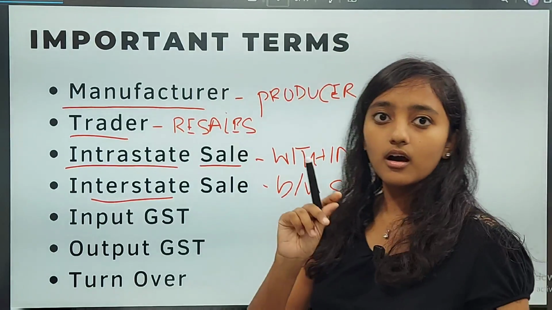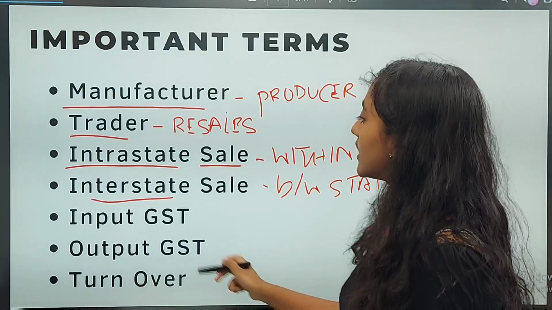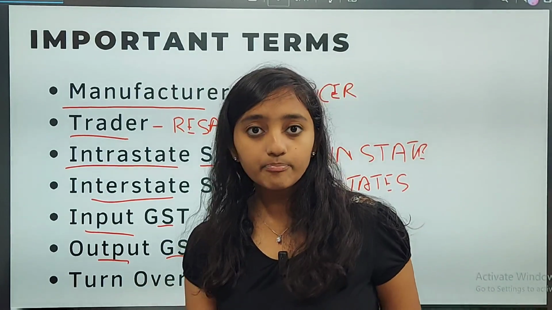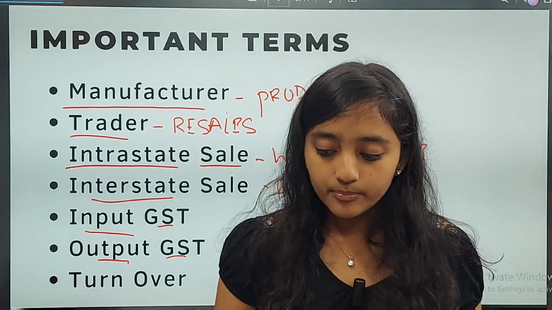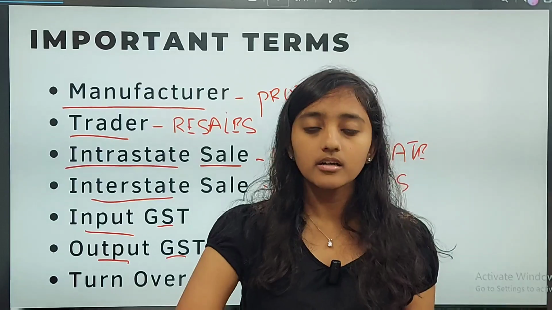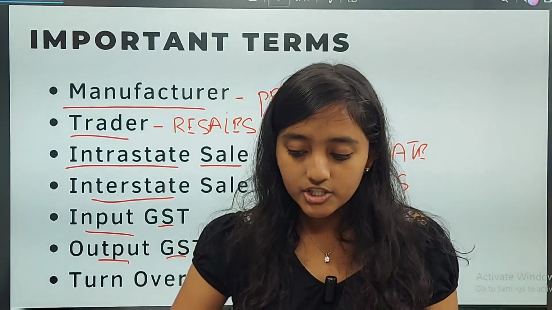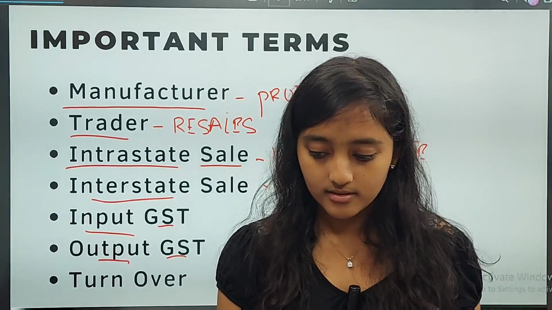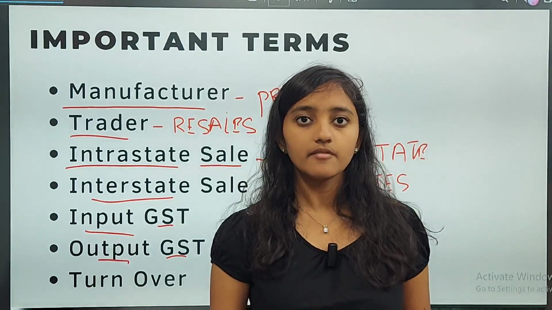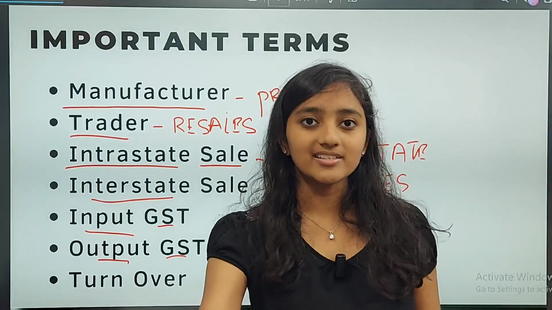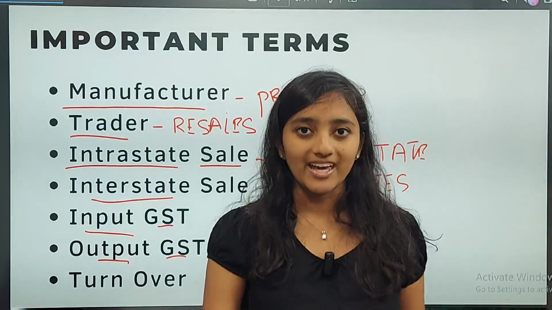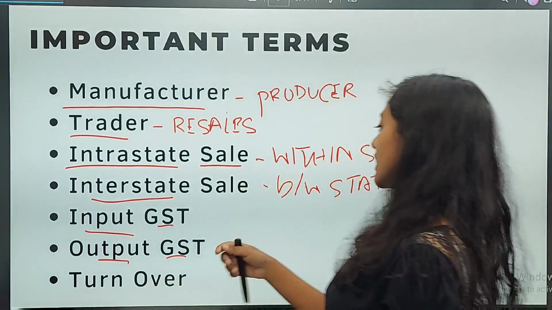Listen to my definitions very carefully. Next is input GST and output GST. Input GST is the tax that is paid by the trader when he is trying to purchase the goods or providing services, right? So when the trader is trying to purchase the goods, first वो खरीदता है फिर बेचता है, right? So जब वो खरीद रहा है, the GST that he needs to pay is known as input GST.